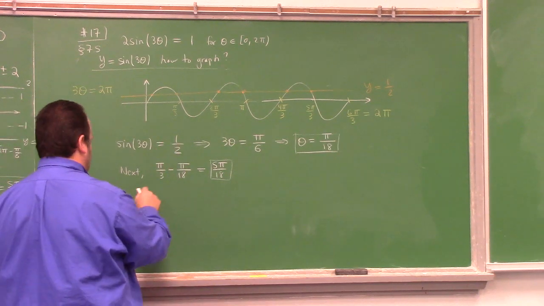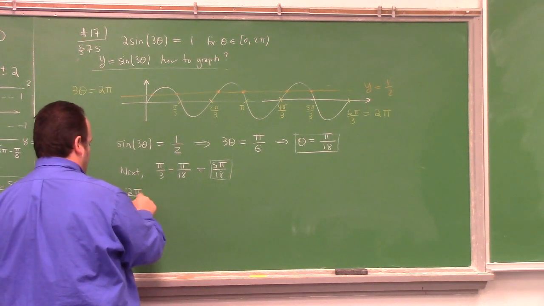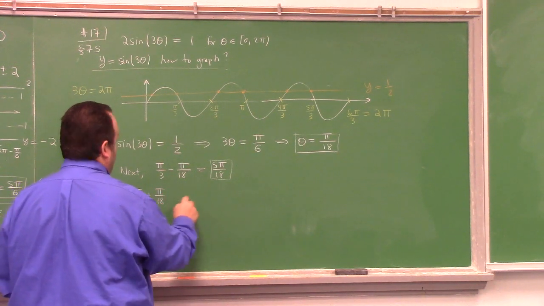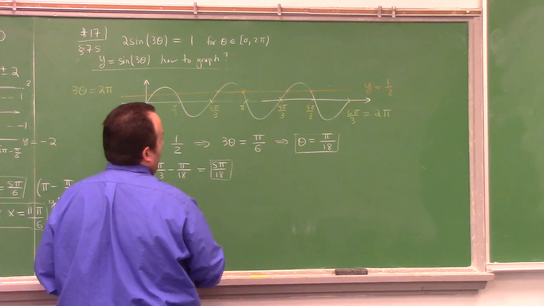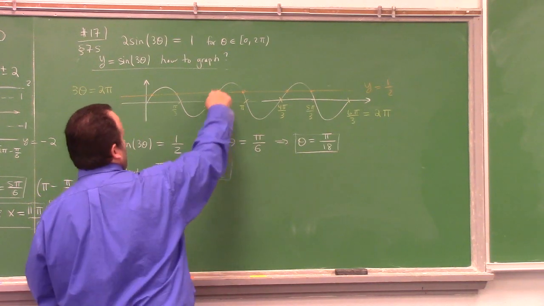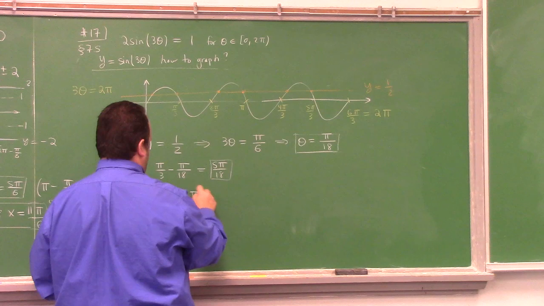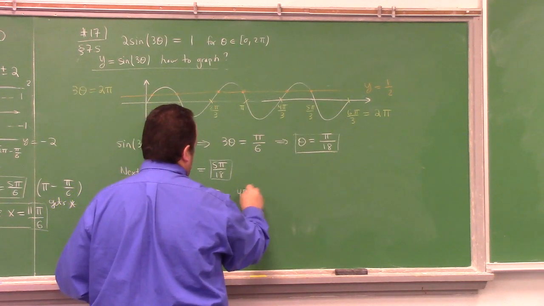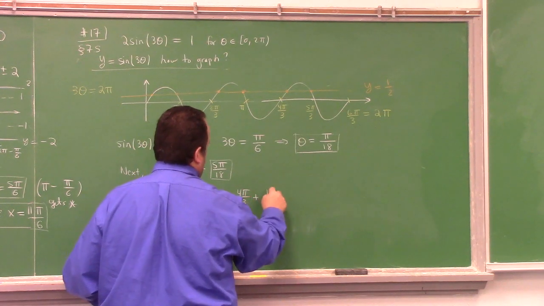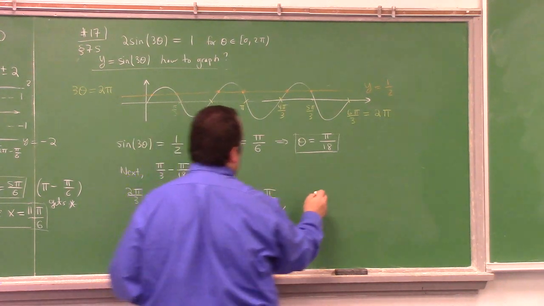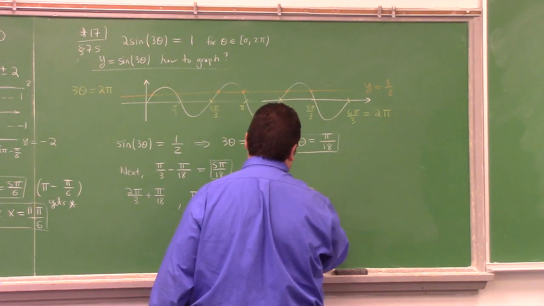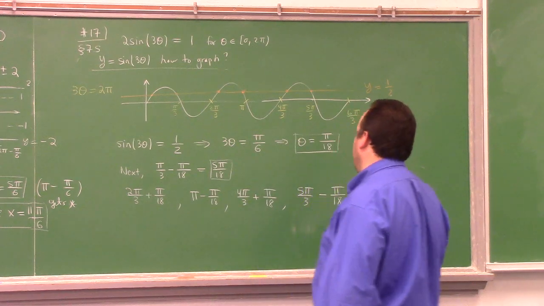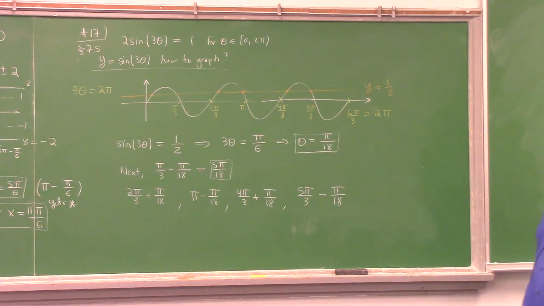So next up, we do 2 pi over 3 plus pi over 18, right? And we'll do, oh, wait a minute. Did I do that right? Yeah, plus pi over 18, right? And then pi minus pi over 18. And then we do 4 pi over 3 plus pi over 18. You see why I'm doing subtraction and why I'm doing addition for each one, I hope. And there you go, like whatever those work out to.